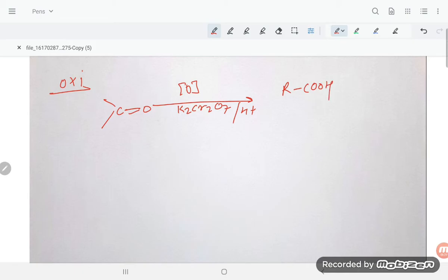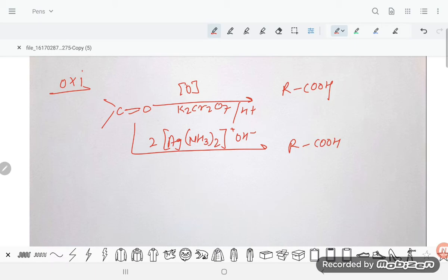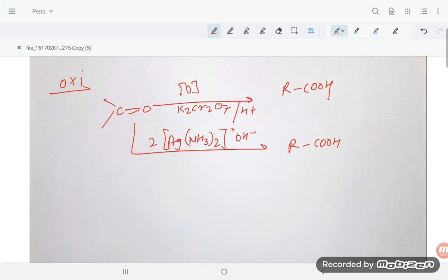give RCOOH. Another reaction uses Ag(NH3)2 twice with OH negative, and you are going to get RCOOH. Similarly, if you are taking the Fehling solution, you are going to get the carboxylic acid also. So let us write that equation also.